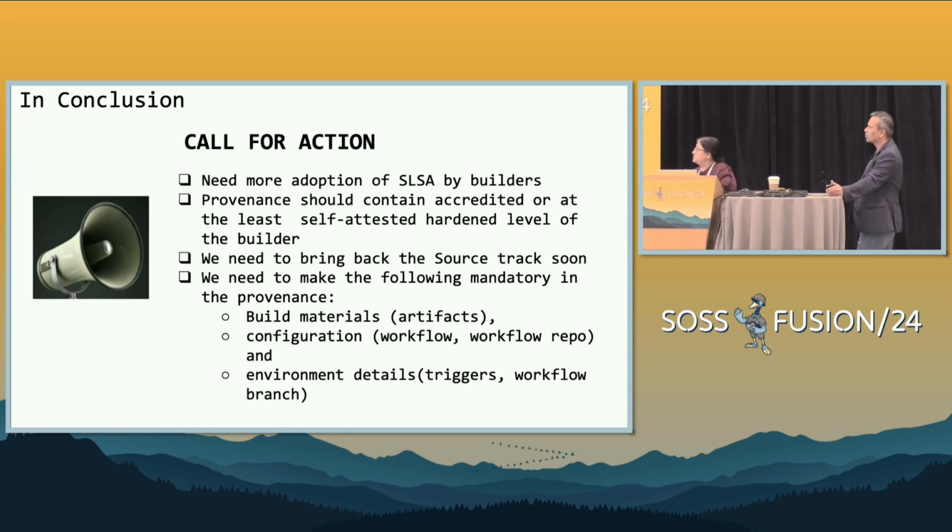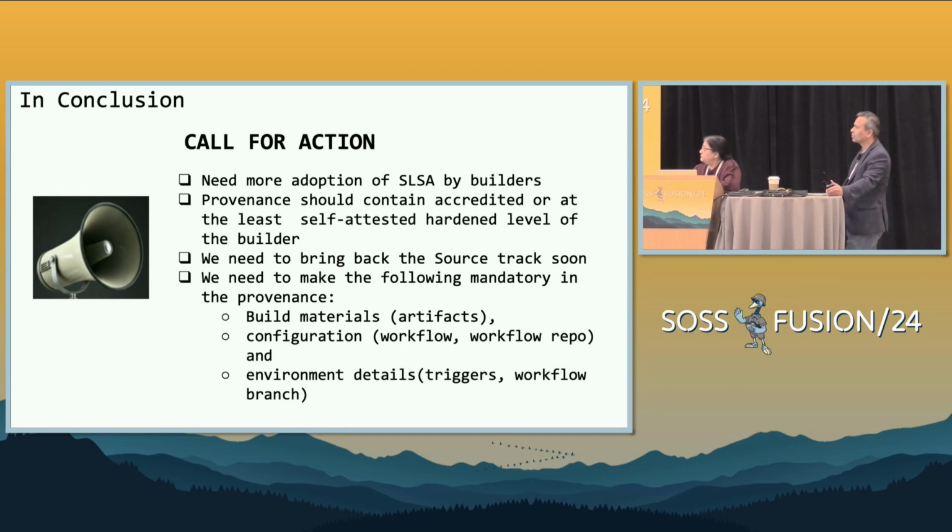So, in conclusion, what SLSA 1.0 says is trust platform, verify provenance. But even to trust the platform, for us, as compliance assessors, we need some guarantee in the provenance. If the builder is not even making a claim in the provenance regarding its hardened level, it is very difficult for us to trust the build platform.